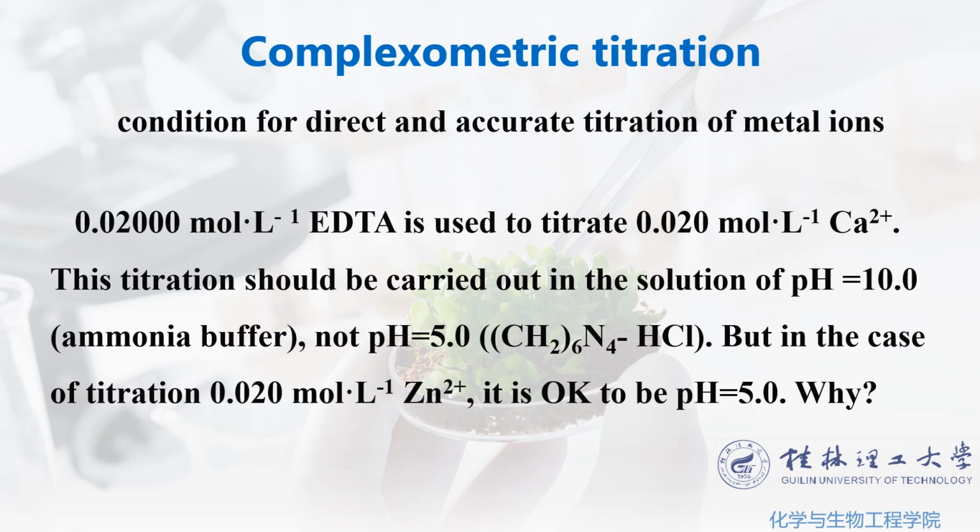You are given this concentration of EDTA, and it is used to titrate calcium ion. It is said that this titration should be carried out at pH 10, not pH 5. But for zinc ion, it is okay to be at pH 5. The question is why? Why can calcium be titrated at pH 10, not pH 5, but zinc can be at pH 5?